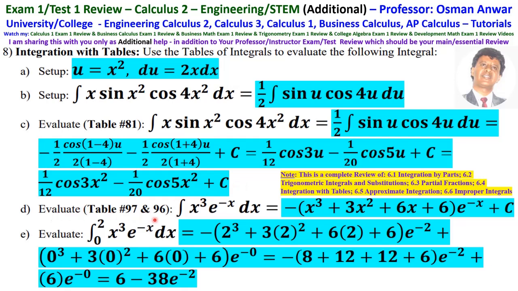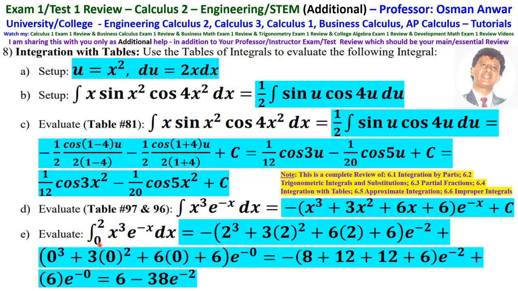Number D, we're going to evaluate the integration of x cubed e to the minus x dx. So when you use table numbers 97 and 96 in combination, you're going to end up with minus x cubed plus 3x squared plus 6x plus 6 times e to the minus x, plus C.